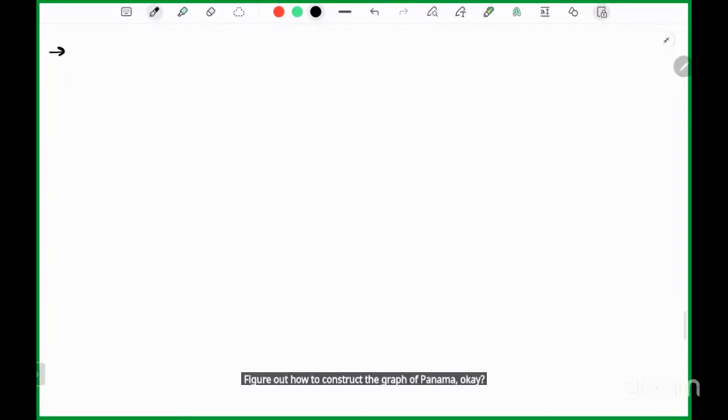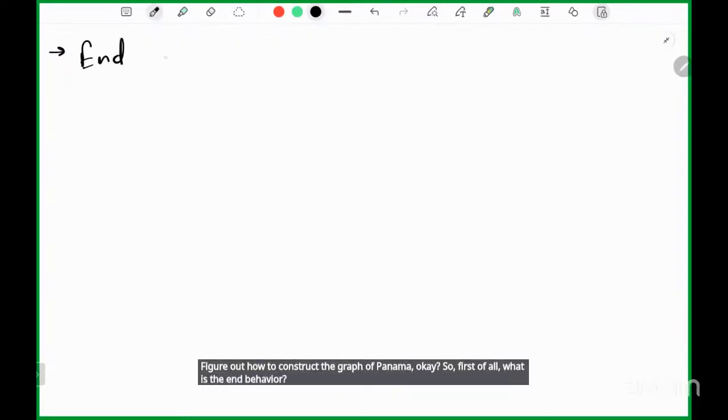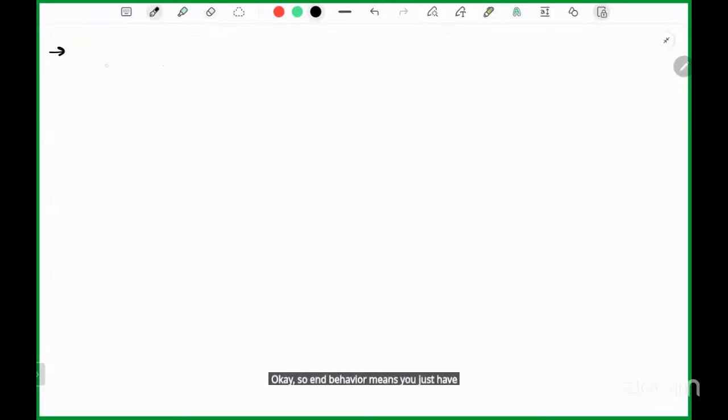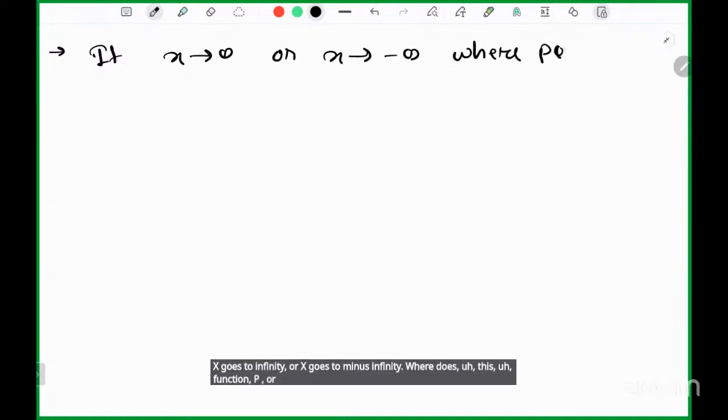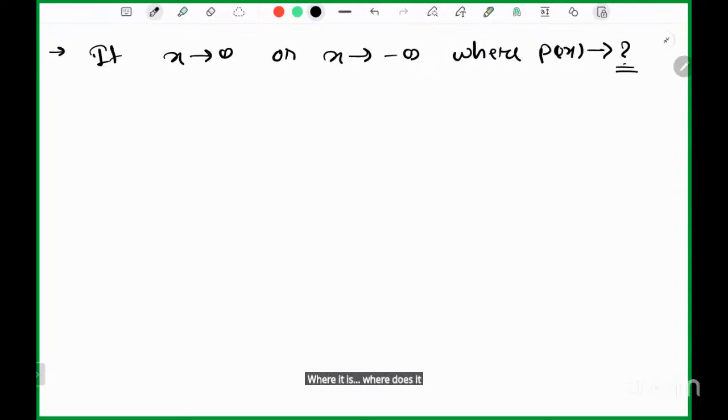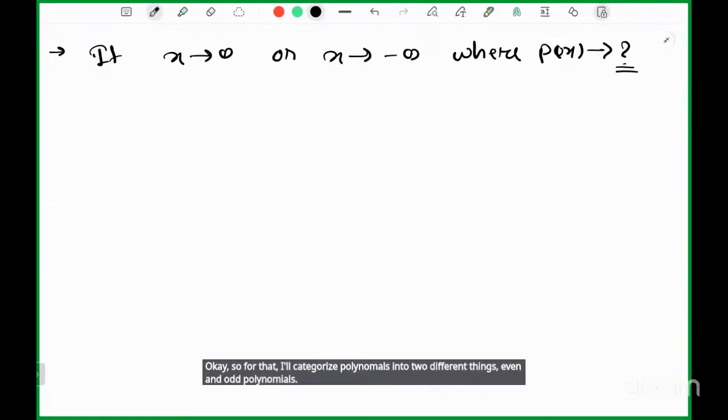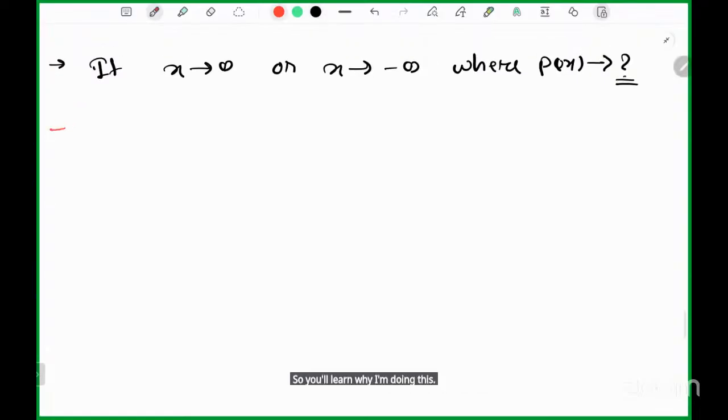So first of all, what is the end behavior? End behavior means you just have to figure out, if x goes to infinity or x goes to minus infinity, where does this polynomial p of x go? That's the main question we want to answer. For that I'll categorize polynomials into two different things, even and odd polynomials. You'll learn why I'm doing this. I'll start with an even polynomial first.